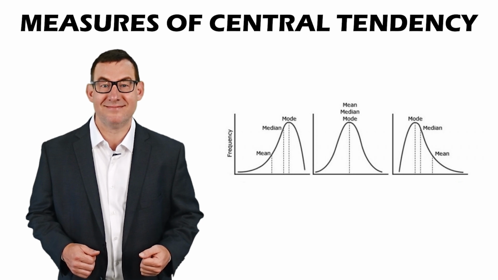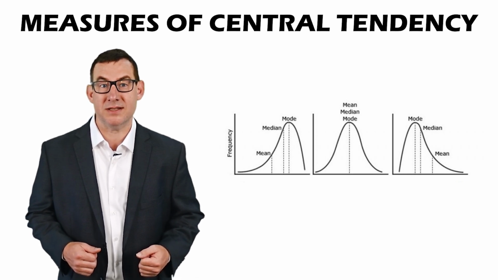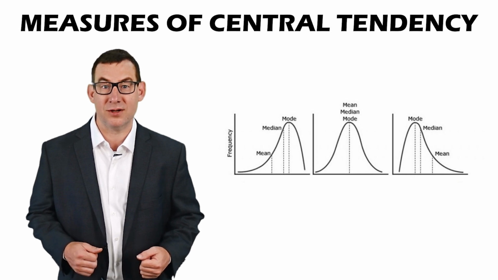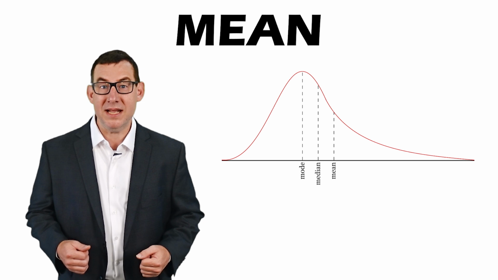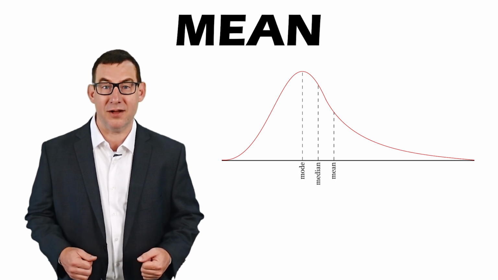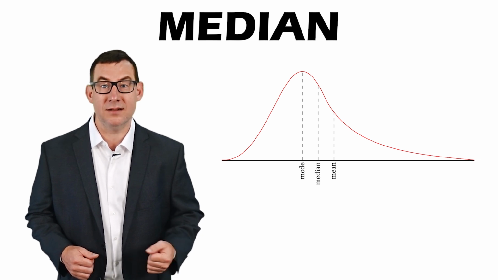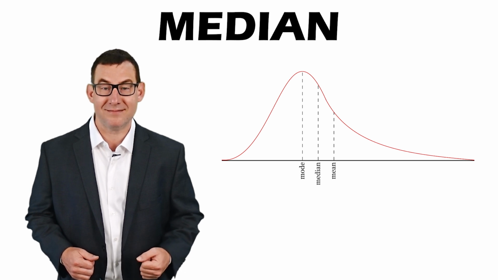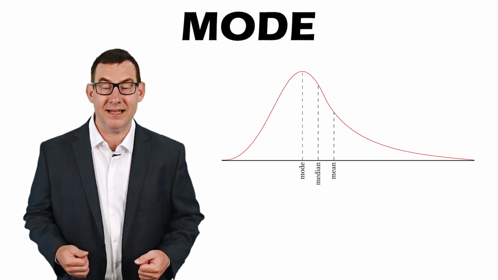Measures of central tendency. Measures of central tendency are statistics that describe the central value around which data points tend to cluster. Measures of central tendency include mean, median, and mode. The mean is the average value. The mean is the sum of the values divided by the number of data values. The median is the value halfway between the highest and lowest values of an ordered list of values. The mode is the value that appears most frequently in a dataset.